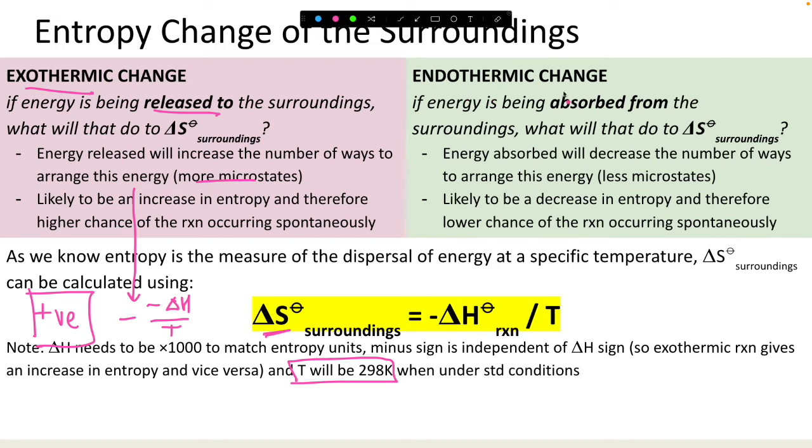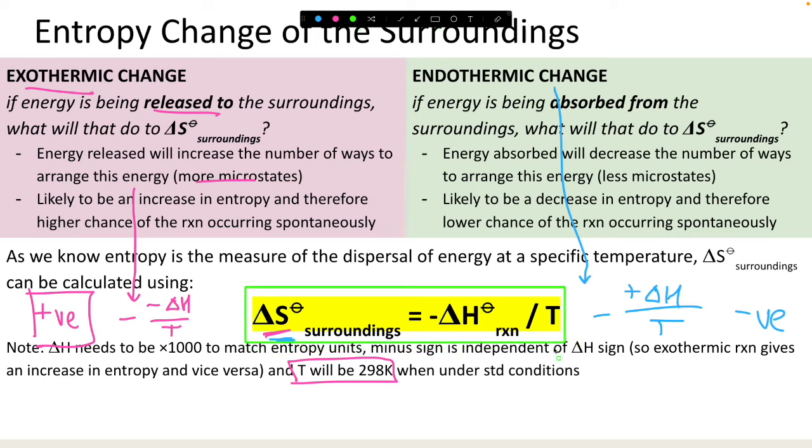And then similarly for the endothermic change, we know that endothermic changes have very much positive ΔH values, but we've got to end up with a negative value for our ΔS, because we're taking the energy out of the surroundings, we're making it more ordered, we're decreasing the entropy. So for the same reason, pop the minus sign: minus times a positive gives us a negative. So by having that negative sign in front to calculate the ΔS of the surroundings, all our exothermic and endothermic changes are going to be consistent with what we know about entropy.